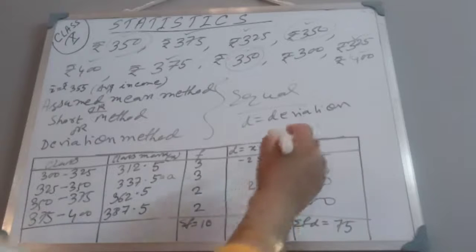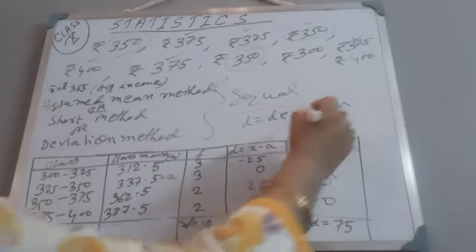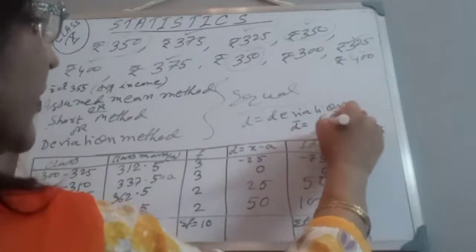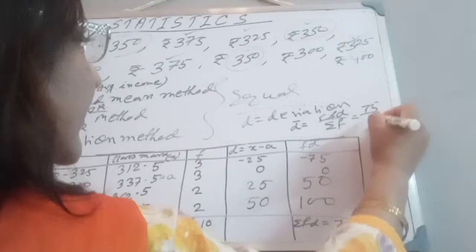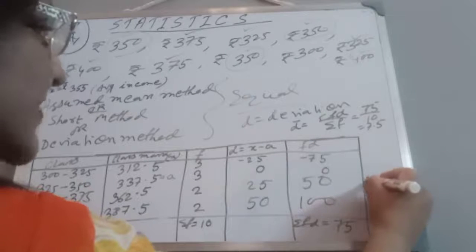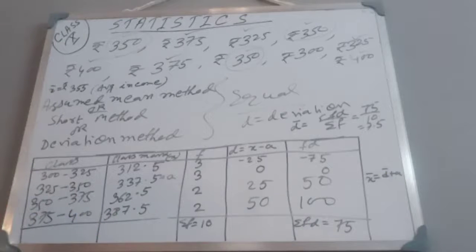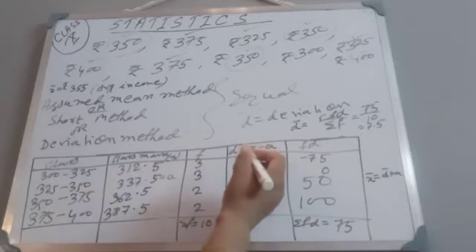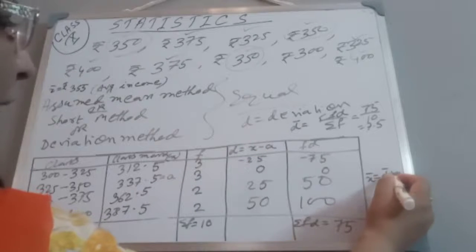Now, what is D bar? We have to find D bar. D bar means sigma FD by sigma F. What is sigma FD? That is 75, by sigma F, which is 10. So it is coming 7.5. Now, x bar equals D bar plus A. What is the value of x bar? That is the mean. As D equals x minus A, D bar equals x bar minus A, so x bar will be D bar plus A.